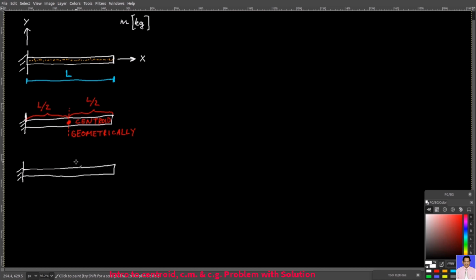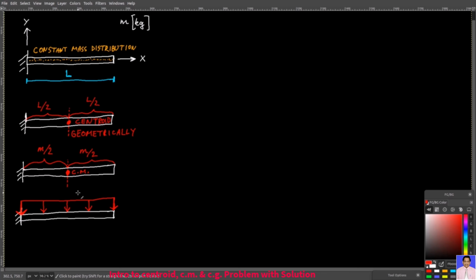But I can forget about geometry and divide this beam in half in terms of its mass. You have m over 2 kilograms on one side and on another side. And this point is called the center of mass, or cm. Note that the only reason why this center of mass is in the middle of the beam is because we have constant mass distribution. As you will see later, if you don't have constant mass distribution, then this cm point will be somewhere else.